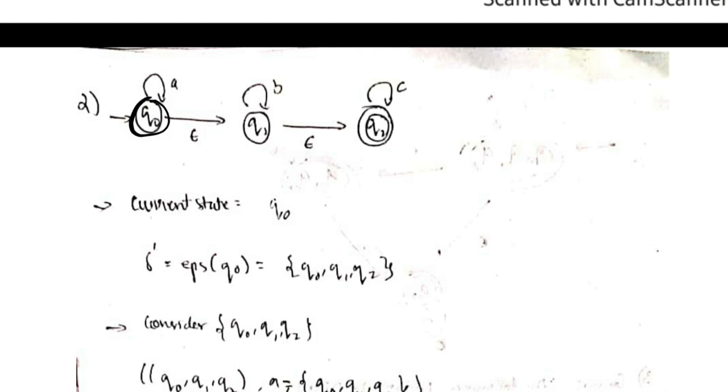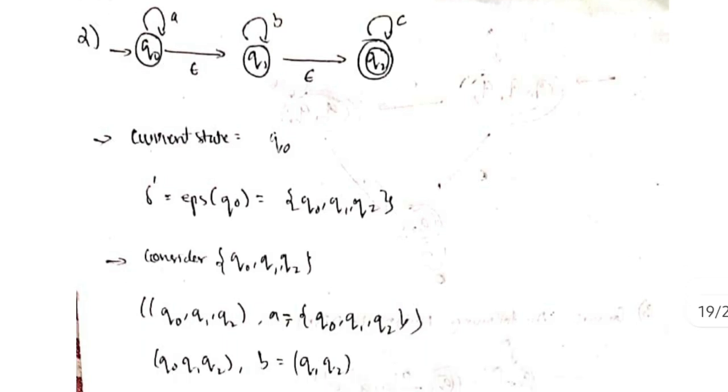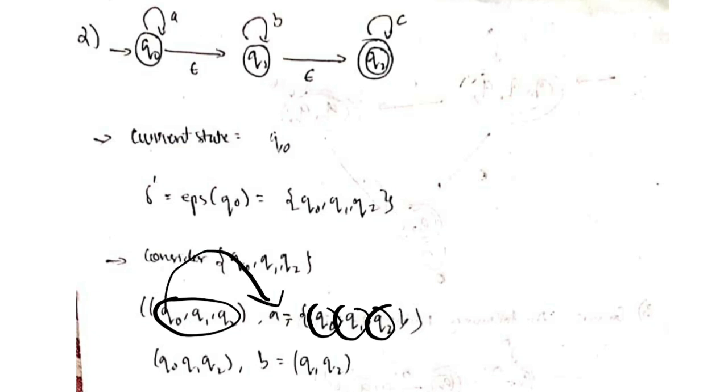If I reach from q0 upon A, I will reach q0, but I can go to q1 without any other addition of new inputs. So I can go to q1 also, q2 also. So three states I will write here for this one, q0, q1 and q2. That's only for q0. From q0 I can travel to q0, then q1, then q2. But I have to check for the q1 and q2 upon A.